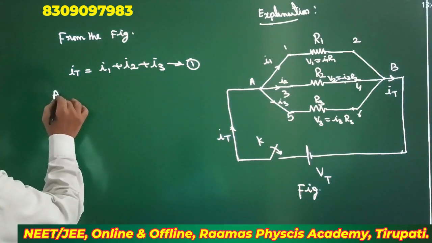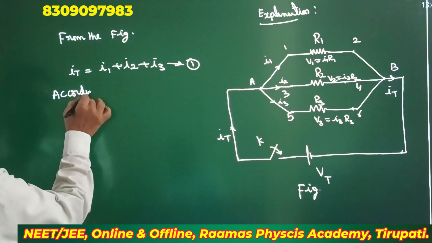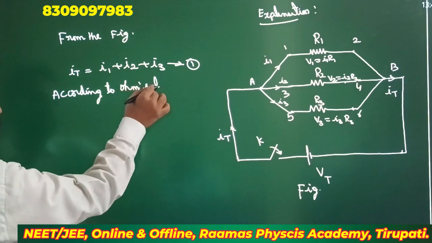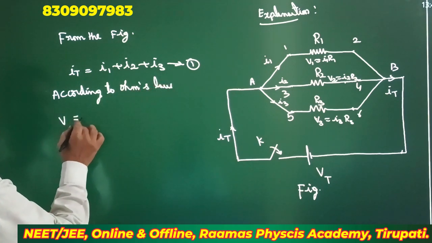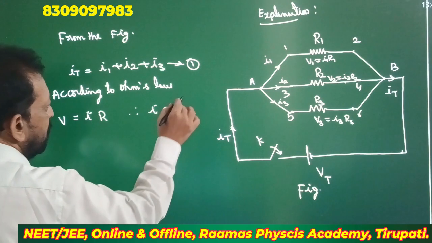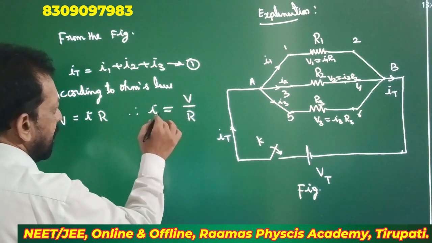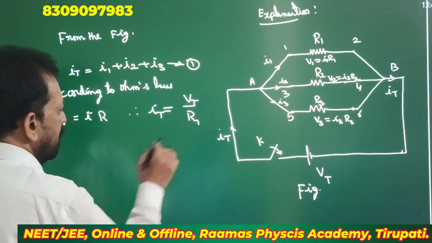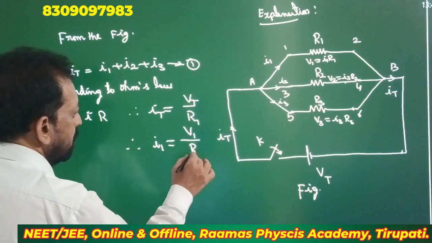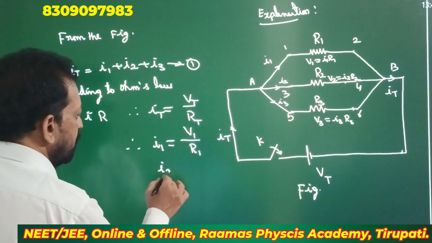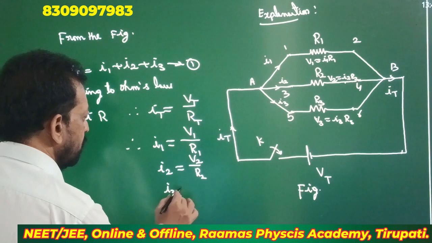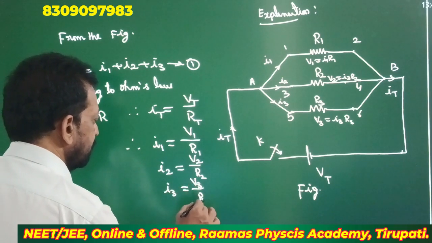Now, according to Ohm's law, V is equal to what? V is equal to IR. So therefore, I is equal to V by R. Then I can say IT is equal to VT by RT. Similarly, I1 is equal to V1 by R1. I2 is equal to V2 by R2. And I3 is equal to V3 by R3.